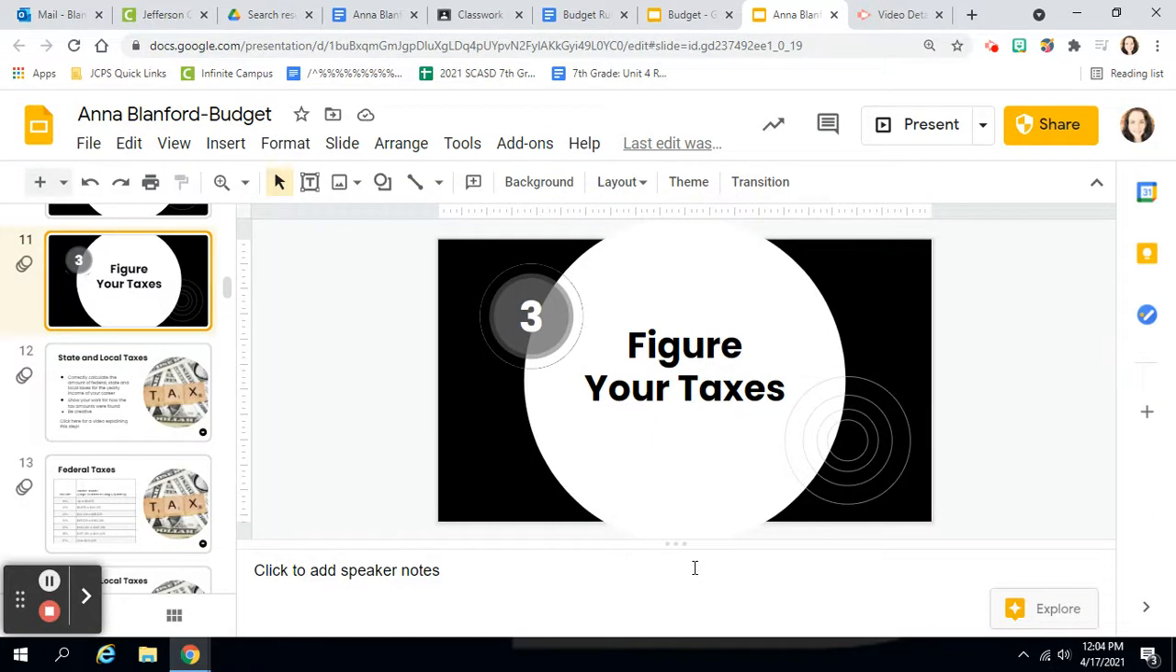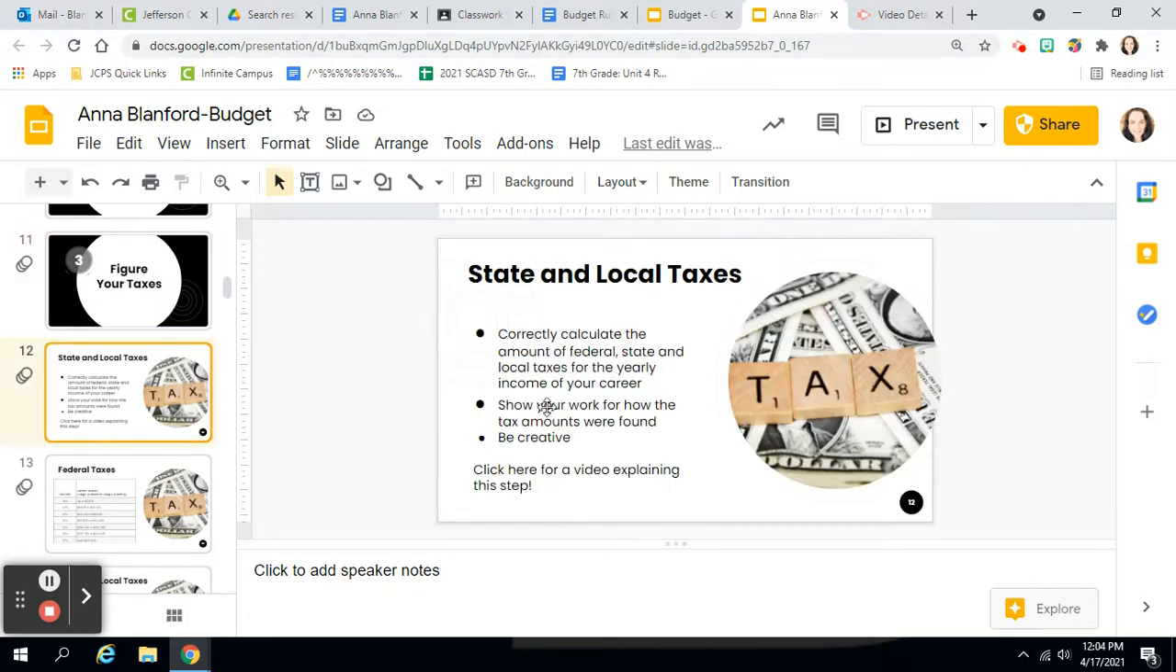The third step in finding your budget is figuring out your taxes. Every person who makes money in the United States has to pay federal, state, and local taxes. This section is going to show you how to do that.